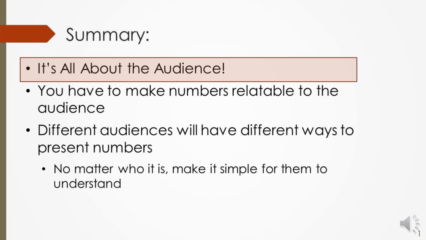So in summary, it all comes back to that golden rule we've had this whole class, which is it's all about the audience. You have to make the numbers relatable to the audience, otherwise the reason for your presentation will be void. The challenge is different audiences will have different ways to present those numbers. So you have to understand what they're looking for and what they will do with those numbers. But the most important thing is no matter who it is, make it simple for them to understand.